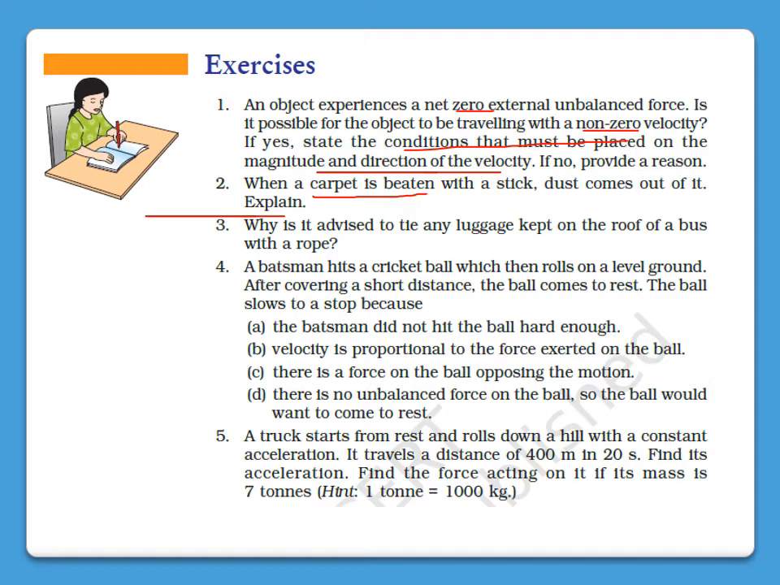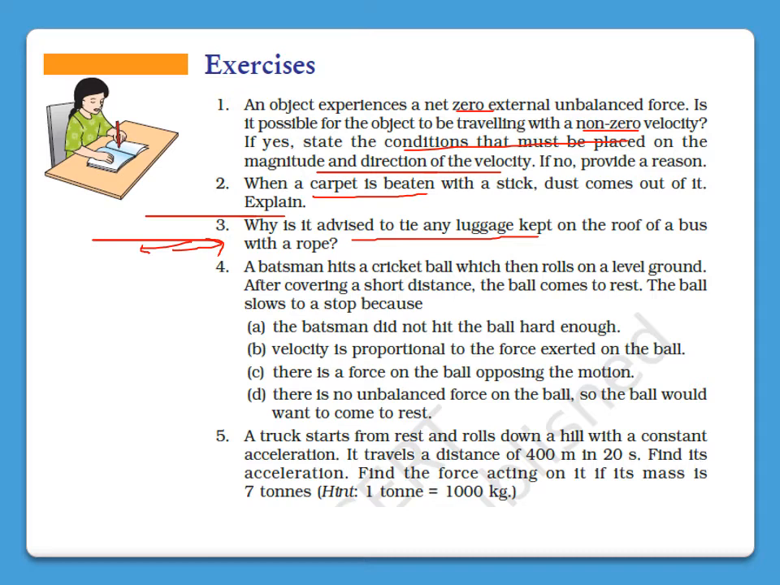Now the third question. Why is it advised to tie any luggage kept on the roof of a bus with a rope? Okay, the same idea. The forward acceleration of the bus in this direction will apply a force on the luggage, and the luggage can fall down from the bus. That is why it is advised to tie any luggage kept on the roof of a bus with a rope.